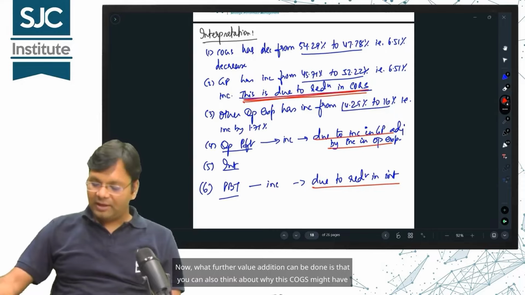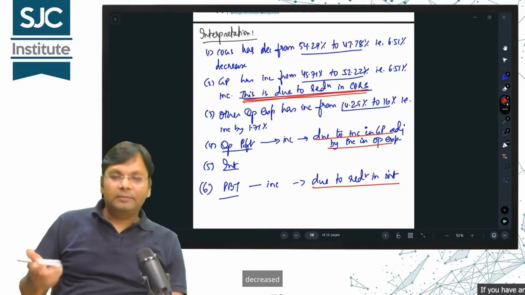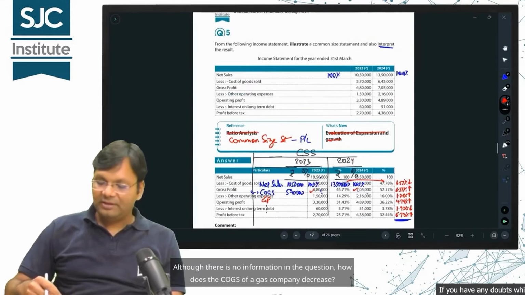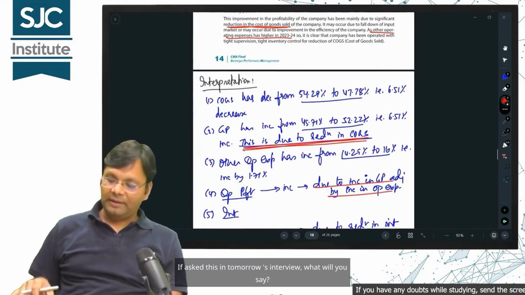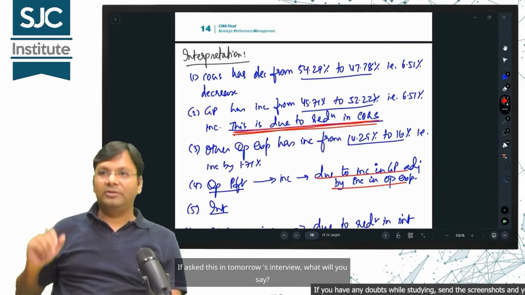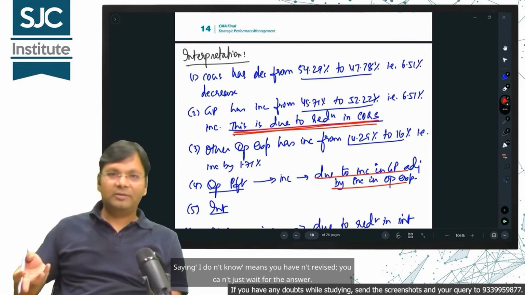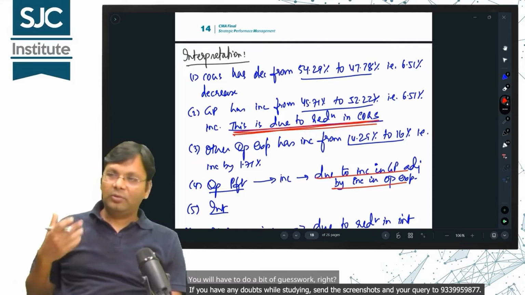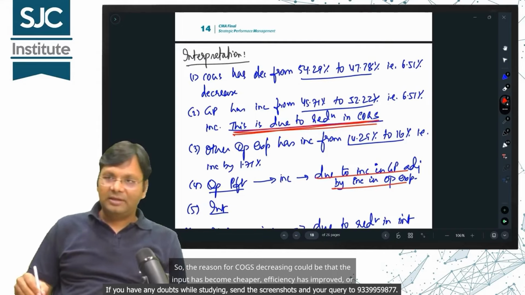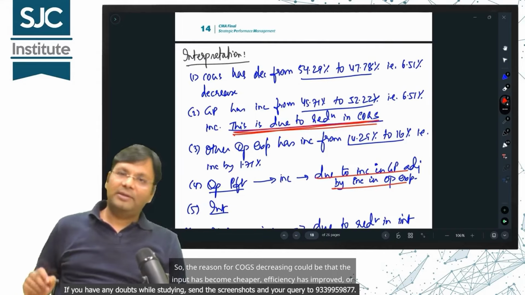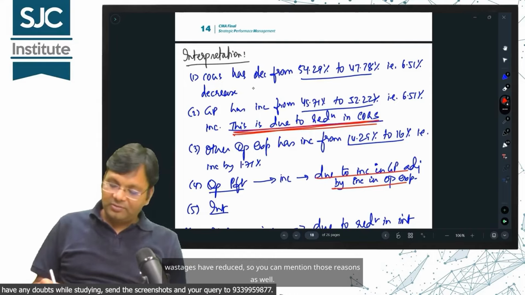Now, what further value addition can be done is that you can also think about why this COGS might have decreased. Although there is no information in the question, how does the COGS of a gas company decrease? If asked this in tomorrow's interview, what will you say? Saying, I don't know, means you haven't revised. You can't just wait for the answer. You will have to do a bit of guesswork, right? So, the reason for COGS decreasing could be that the input has become cheaper, efficiency has improved, or wastages have reduced, so you can mention those reasons as well.